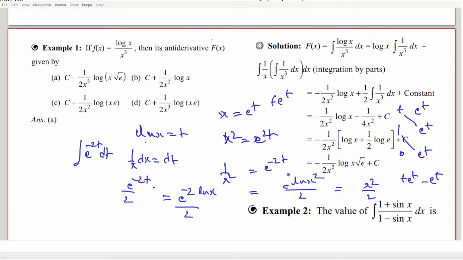t e power t minus e power t. Now what is t e power t? It is ln x into x, right? Minus e power t is e power ln x, which is x. Basically x ln x minus x, right? Something like this, right?